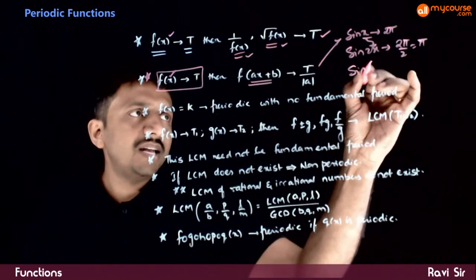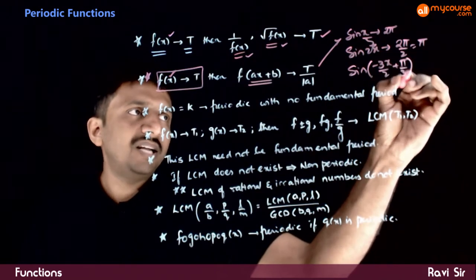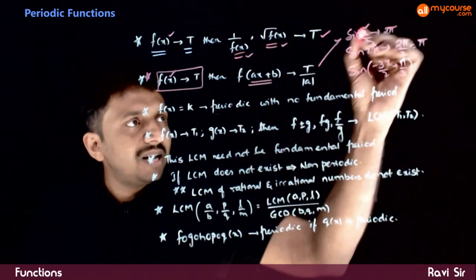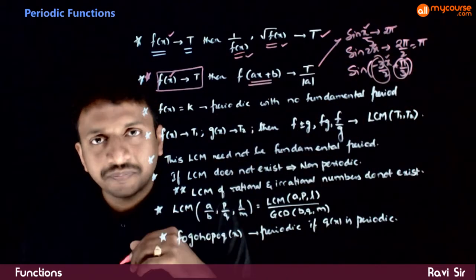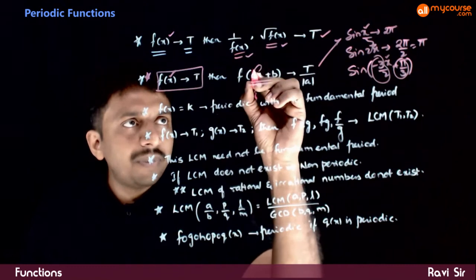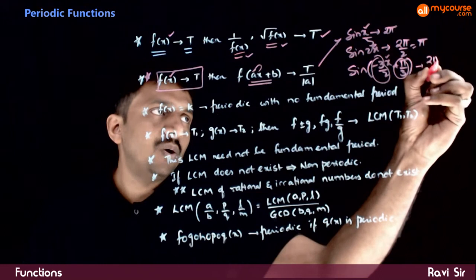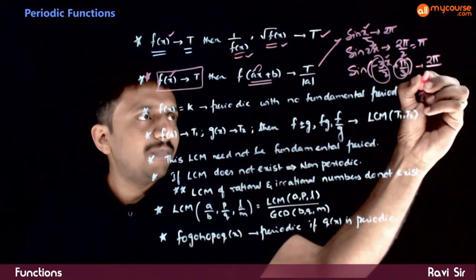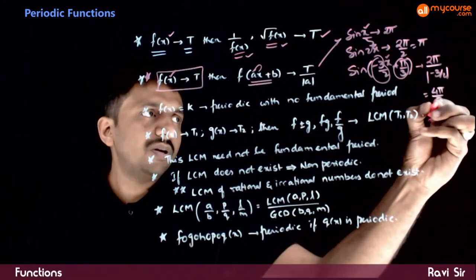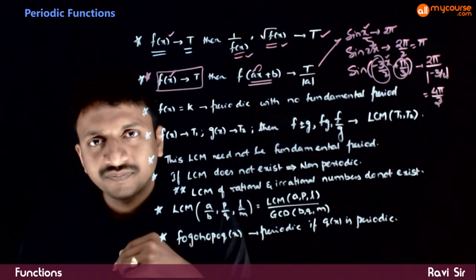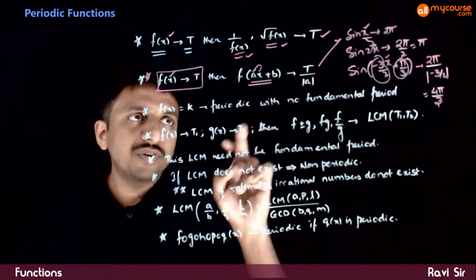What is the period of sin of minus 3x by 2 plus pi by 3? Here x is replaced by minus 3 by 2 times x plus some constant. So what is being multiplied with x? Minus 3 by 2. Hence the period is the original period of sin x divided by mod of minus 3 by 2, which is equal to 4 pi by 3. So this is a very useful property.